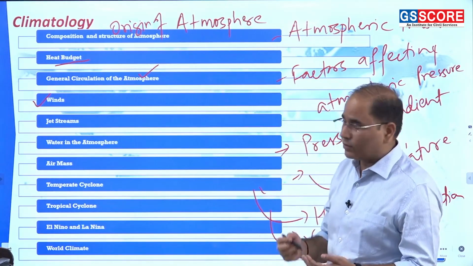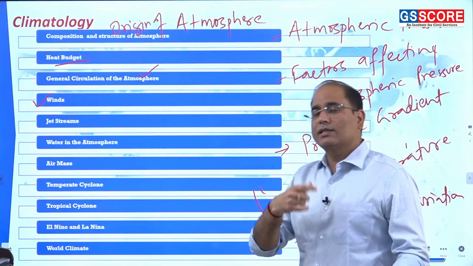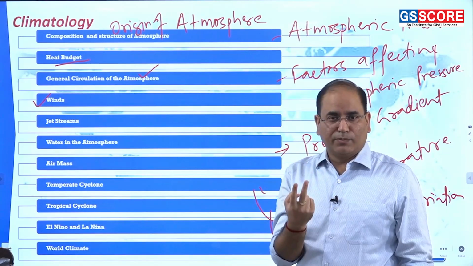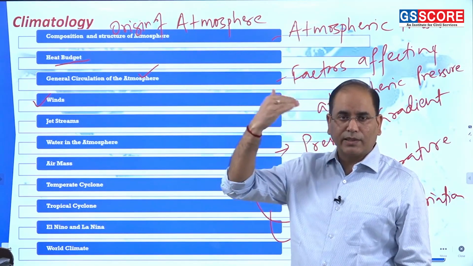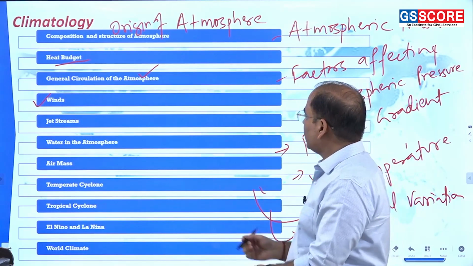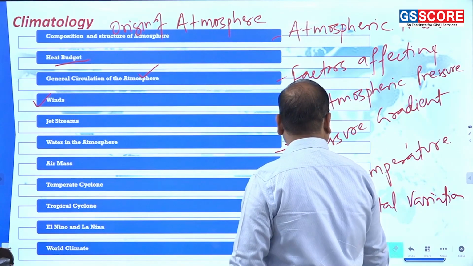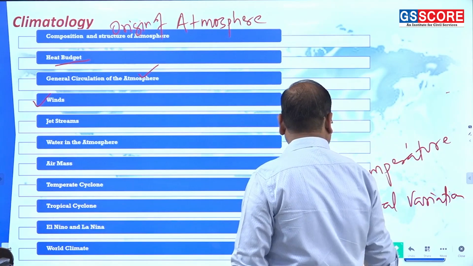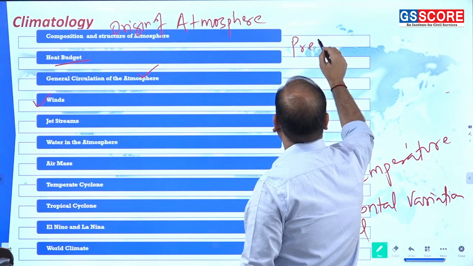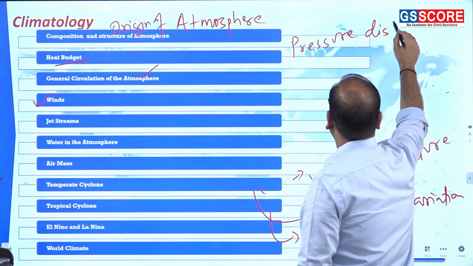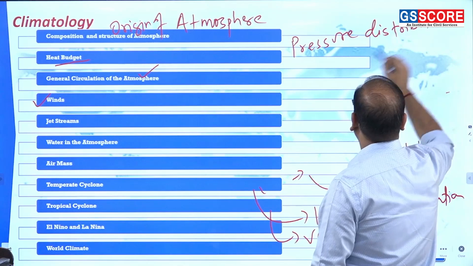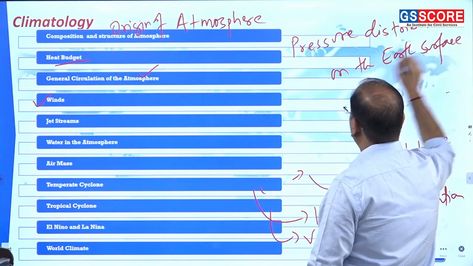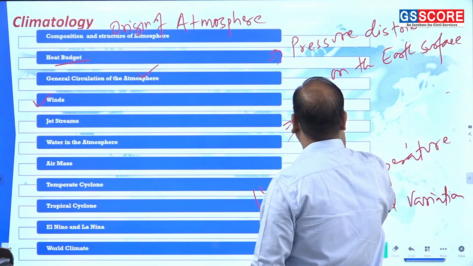That is another topic. Also, this general circulation of the atmosphere is not only based on the horizontal variation. So there are two components, one is a horizontal variation, the other one is a vertical variation. So in the vertical variation, two more topics that you are supposed to study under this are pressure distribution or belt distribution on the earth's surface.